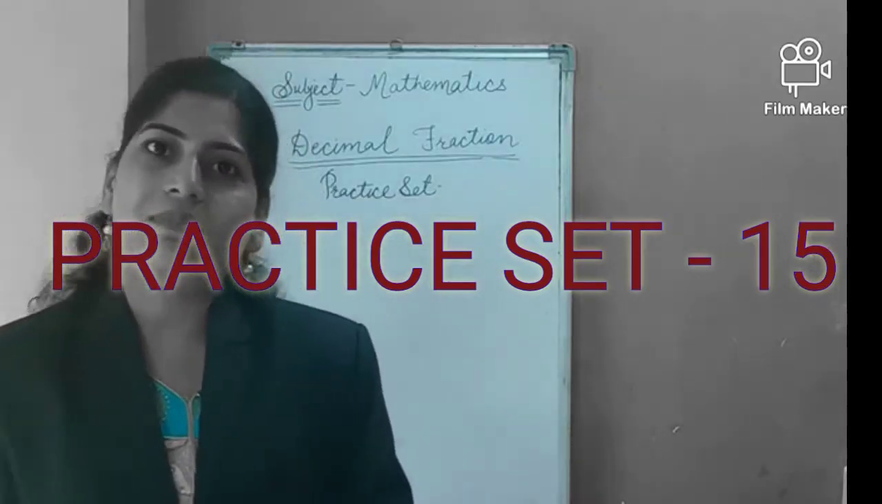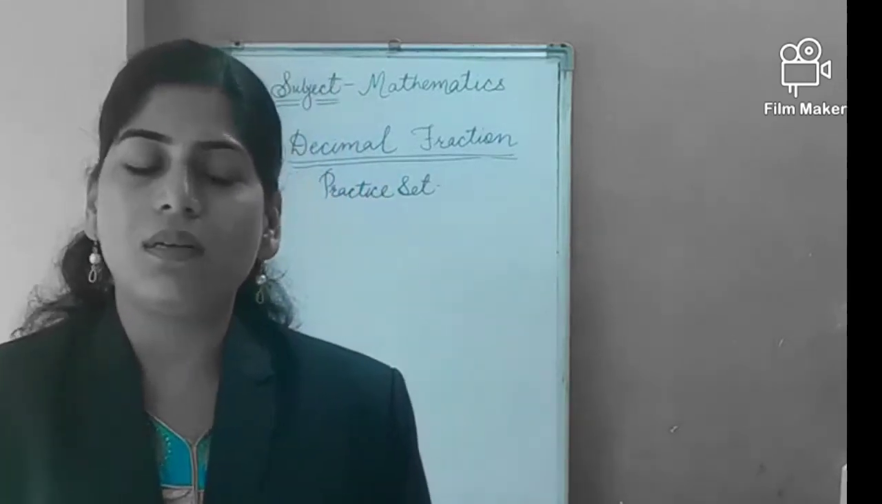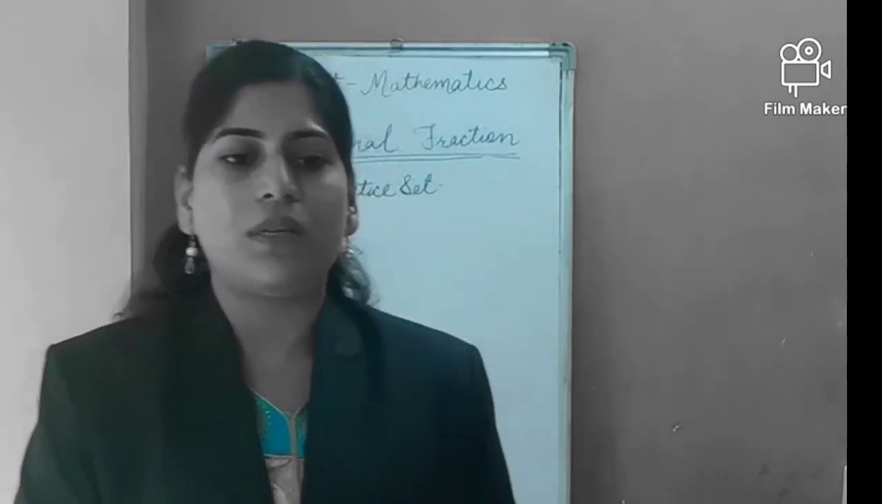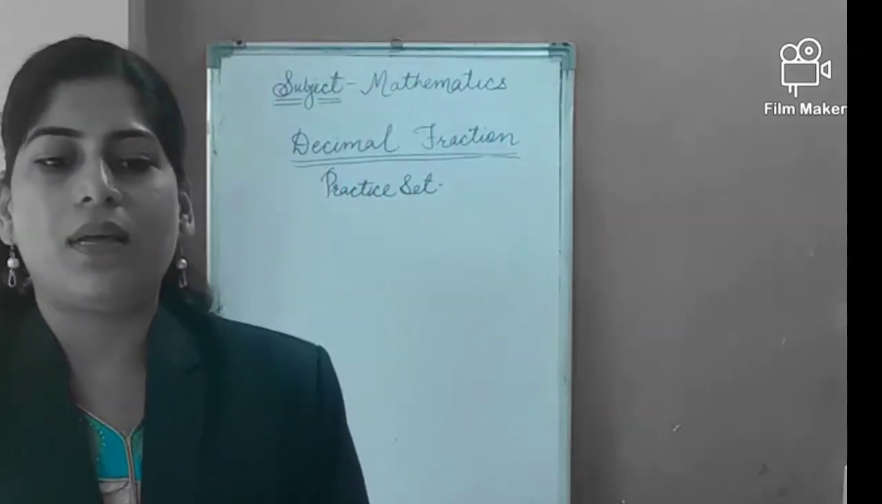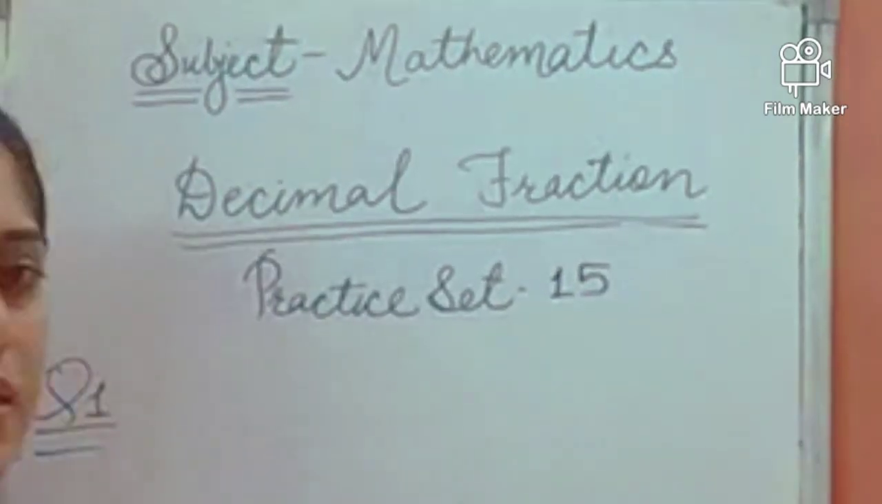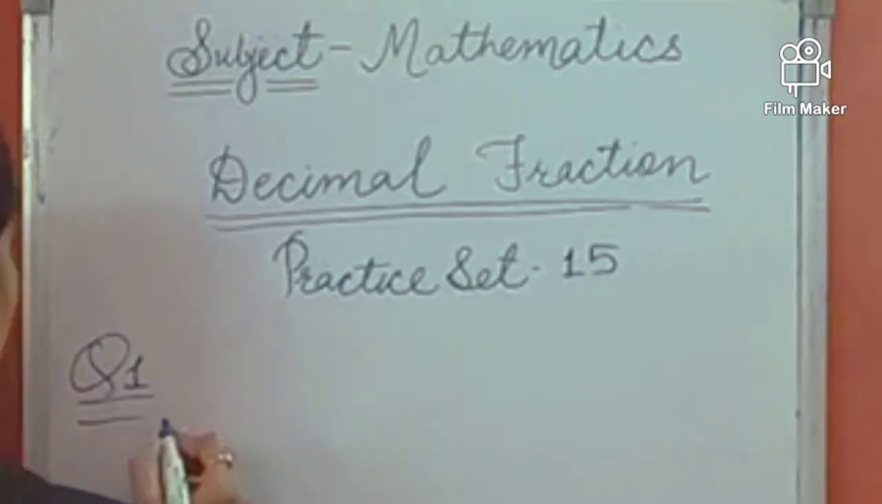Let's start decimal fraction. Practice set number 15. Here we learn converting a decimal fraction into a common fraction. Let us see the first question. Write the proper number in the empty box. So see the question number 1. That is 3 upon 5.